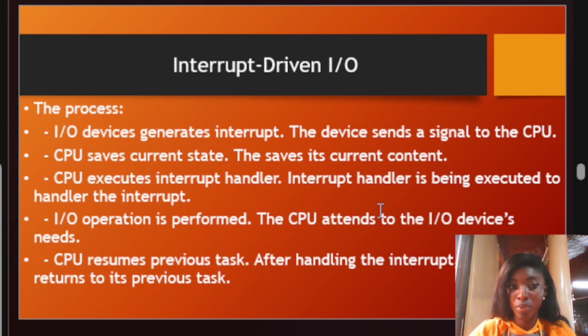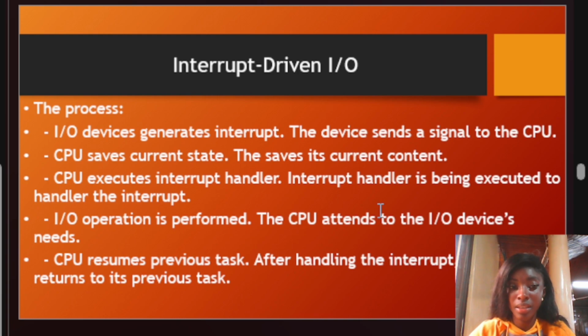Now let's talk about the process. First of all, I/O devices generate interrupts. The device sends a signal to the CPU. Then the second step is that the CPU saves the current state, as it saves its current content.